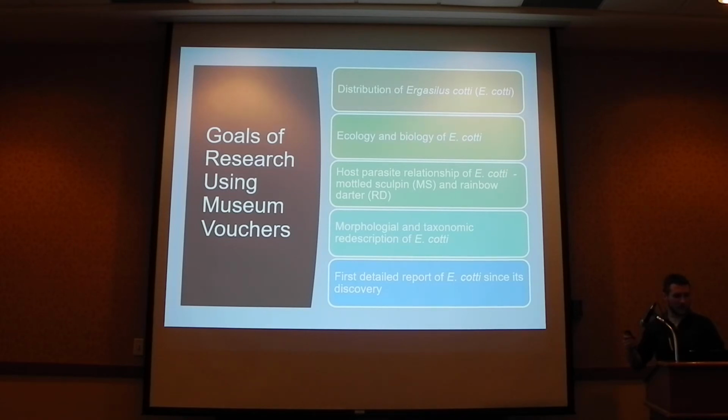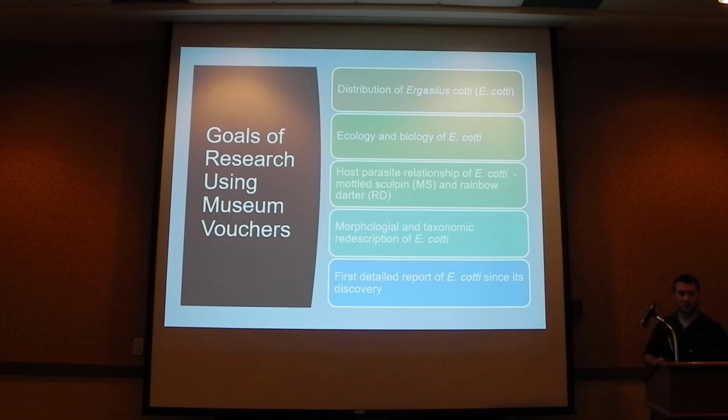So here are the goals of this whole study. First, to find the distribution of Ergasilus cotti, because it's only known from a couple of different places. So I'm trying to expand the known geographic range. Second, the ecology and biology of Ergasilus cotti and how it relates to the mottled sculpin and the rainbow darter. And then, do a morphological and taxonomic redescription of Ergasilus cotti.